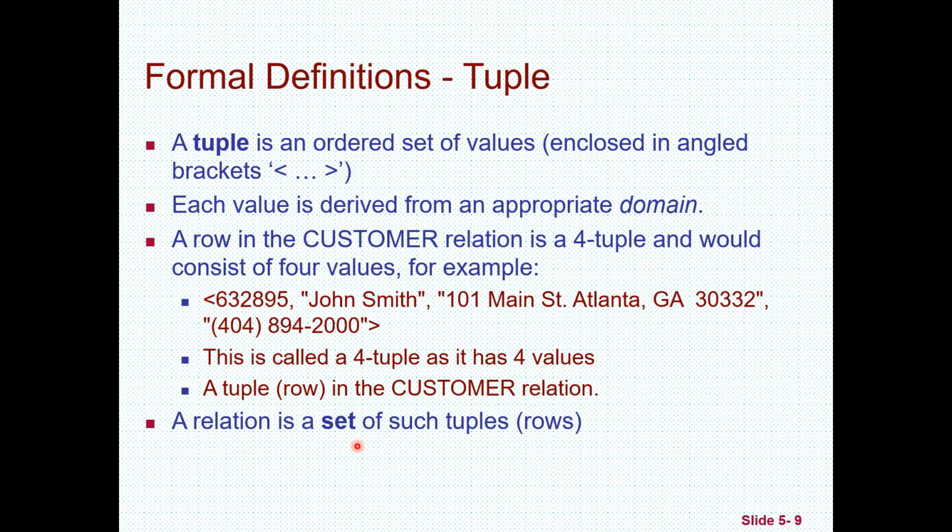A row in the customer relation is a 4-tuple and would consist of 4 values. For example, this is the customer ID and so on. Here is another value; we separate each value by a comma. So this is called a 4-tuple as it has 4 values. A tuple, or a row in the customer relation. A relation is a set of such tuples, that is, a set of rows.